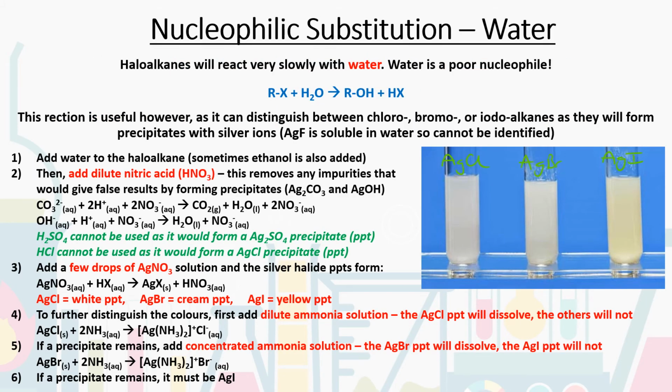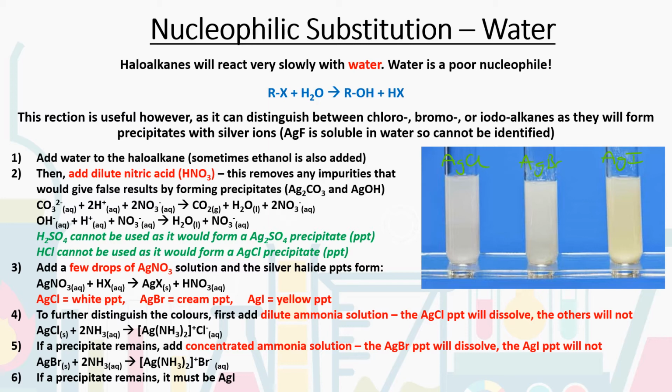So we can also do a nucleophilic substitution reaction using water. Now haloalkanes react very slowly with water because water is a pretty poor nucleophile. It's not a very good one. So the rate of reaction is pretty slow. But it will react over time, and we end up having our RX, our haloalkane, plus water to produce our alcohol, ROH, plus HX.